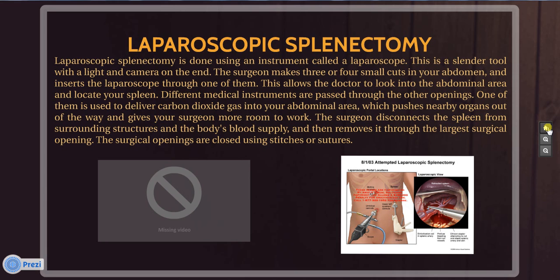One of them is used to deliver carbon dioxide gas into your abdominal area, which pushes nearby organs out of the way and gives your surgeon more room to work. The surgeon disconnects the spleen from surrounding structures and the body's blood supply, and then removes it through the largest surgical opening. The surgical openings are closed using stitches or sutures.